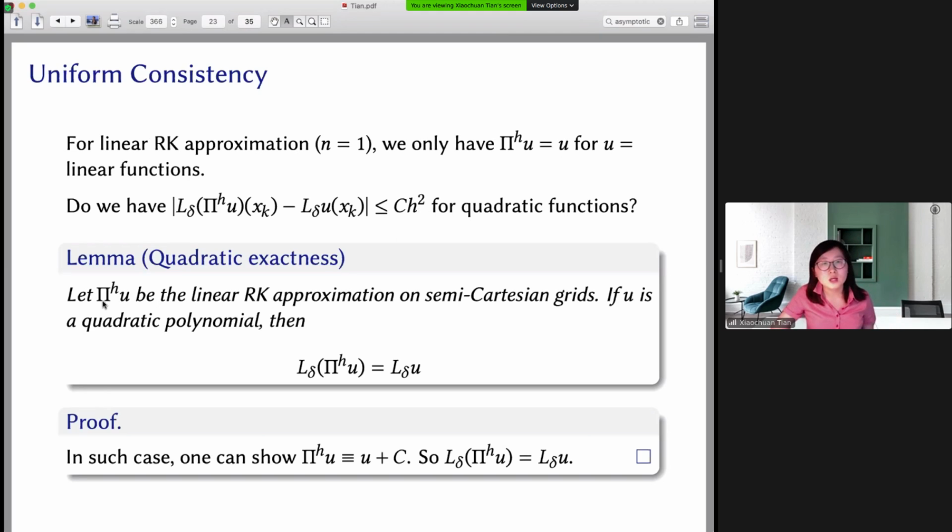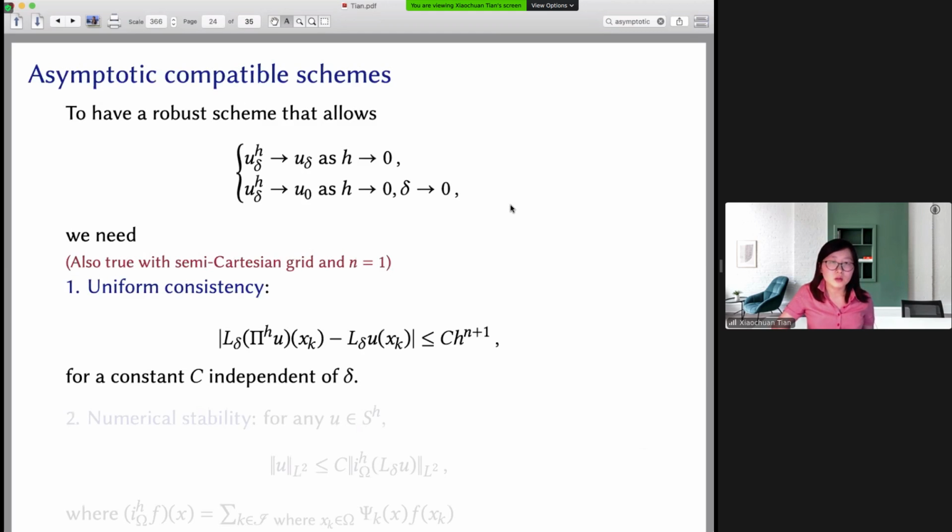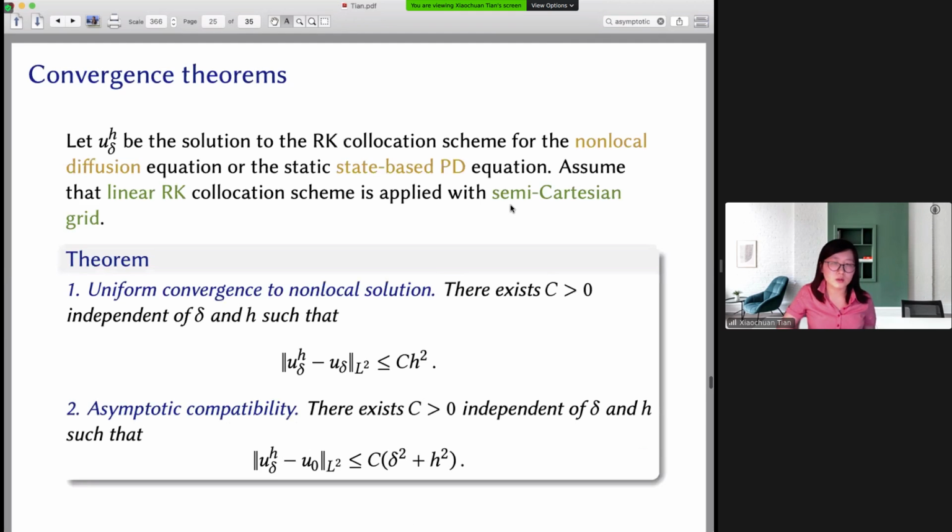And it holds stronger, because although it only reproduces linear functions, for quadratic functions we can actually show pi hu is u plus a constant. So L delta applied on this is the same as L delta applied on u if u is quadratic. And in the end, we can show it for general u. So we have both the uniform consistency and numerical stability for us to say the convergence of solutions. On one hand, if you fix delta, you have the second order convergence in H. On the other hand, you have asymptotic compatibility, which is that this difference is bounded by delta squared plus H squared.